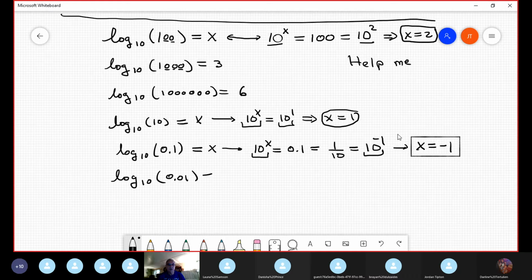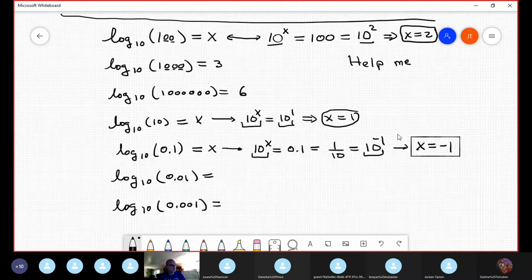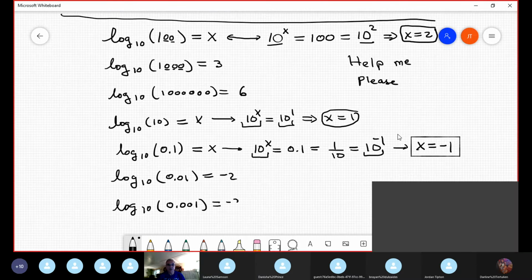Logarithm base 10 of 0.01. Wow. And logarithm base 10 of 0.001. Come on, help me, guys, please. -2 and -3. -2 and -3. No, -10 no.